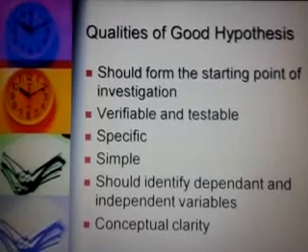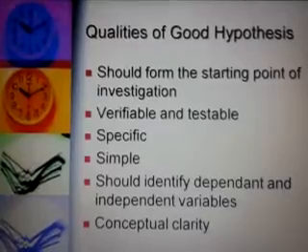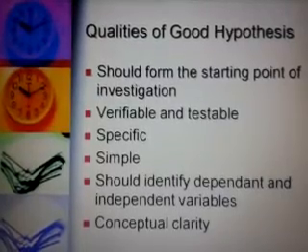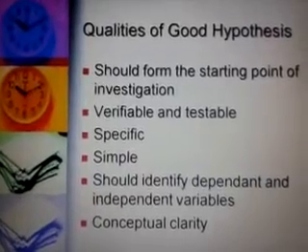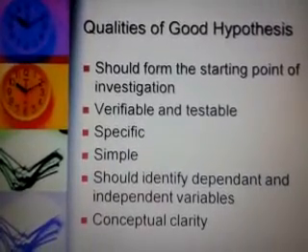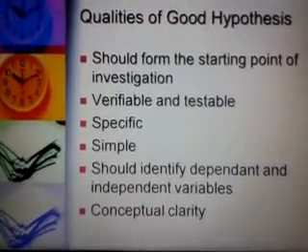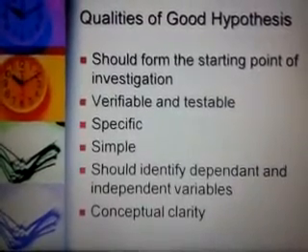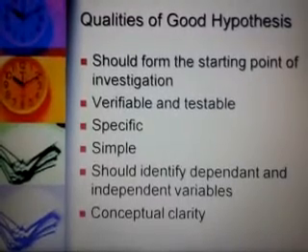As in this example, the hypothesis is simple: we are trying to find out the mean of salaries of those who are qualified up to 10th and those who are qualified up to 10 plus 2. This is simple. A hypothesis should identify dependent and independent variables. If there are dependent and independent variables, then a good hypothesis should identify those variables as well.